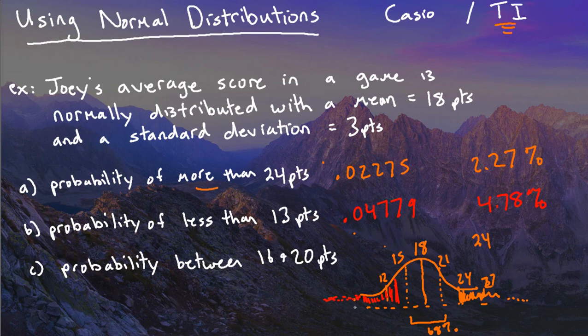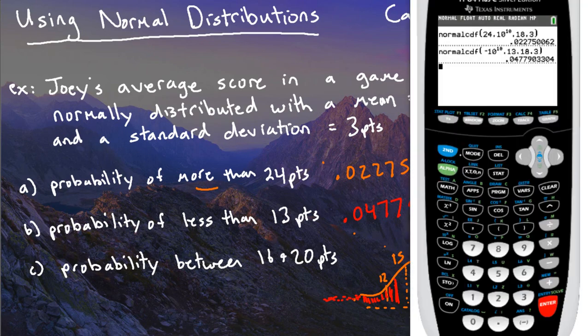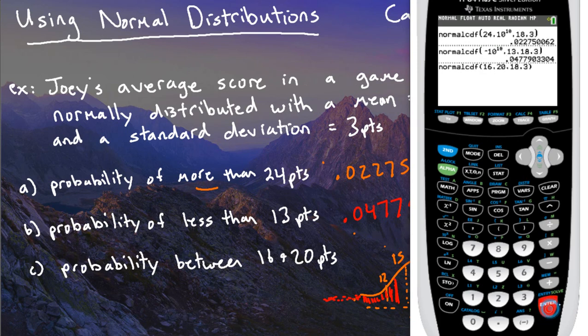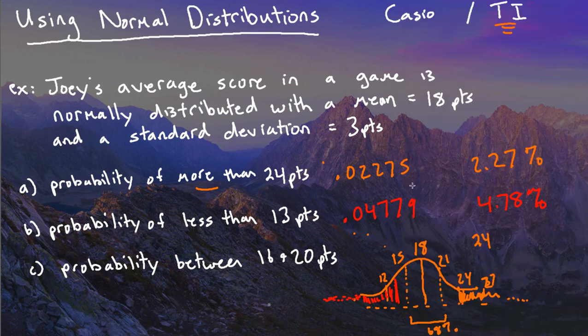The probability between 16 and 20 points. So that's easier to think about where our bounds are. The lower bound is 16. Now the lower bound actually has to be the smaller number. So between 16 and 20 points, what's the probability that he does that? Well, apparently 0.495, or a 49.5% chance he scores between 16 and 20 points.